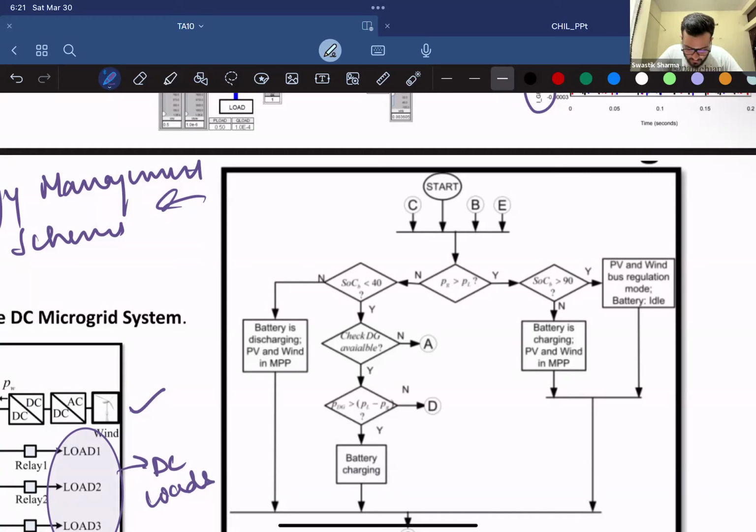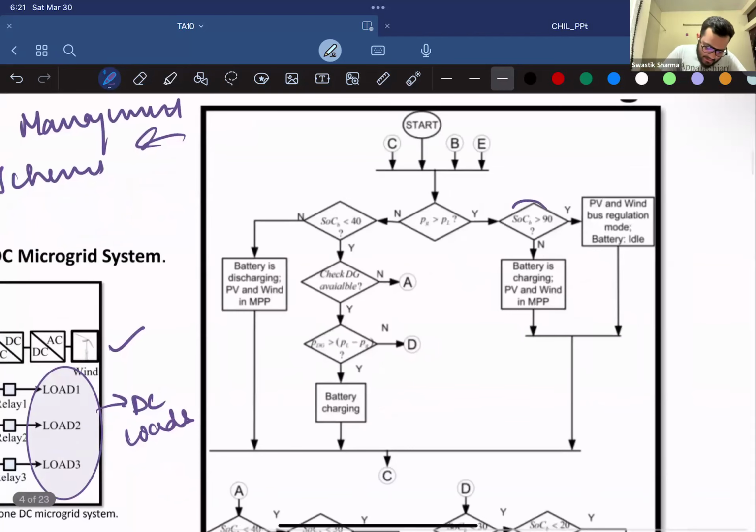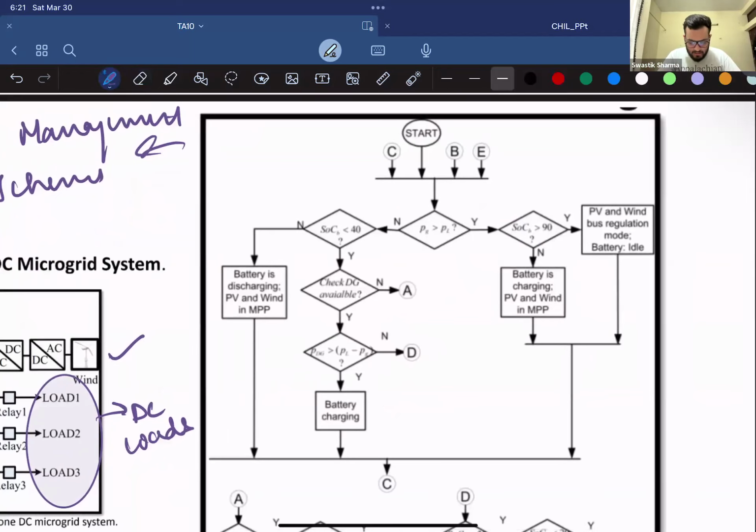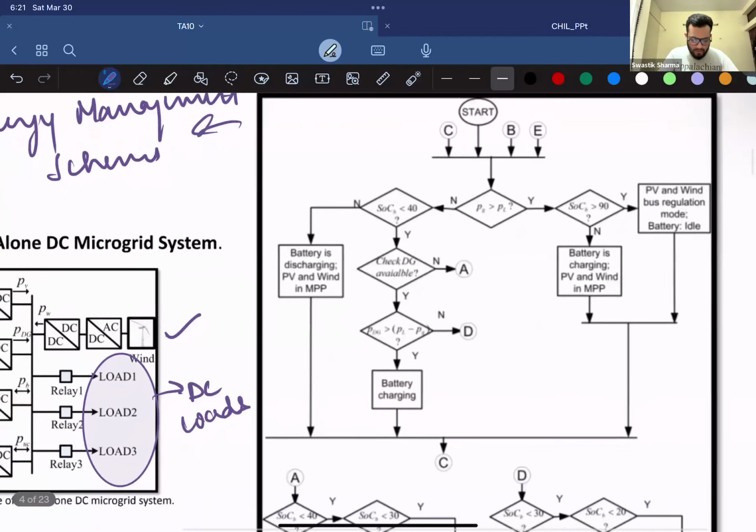Okay. So if your battery is greater than 90, that means it can't take much stress, right? Whatever you're generating from your PV and wind, if they are working on MPPT, you won't be able to soak it all in. So you set them at bus regulation mode. What is bus regulation mode? That is generate only, which won't cause a high influx of power or change the voltage status of your bus, right? But let's say the SOC is not yet 90. Then you set your PV and wind at MPPT only and let your battery charge. So this is one way.